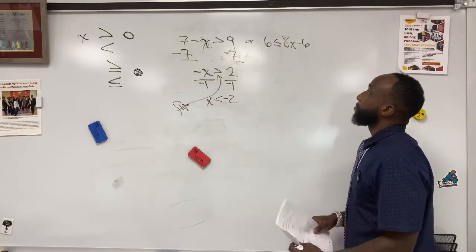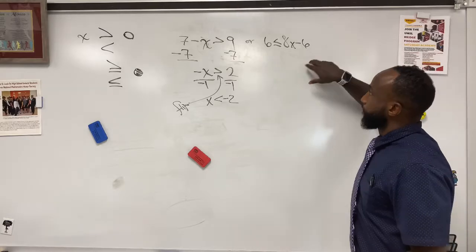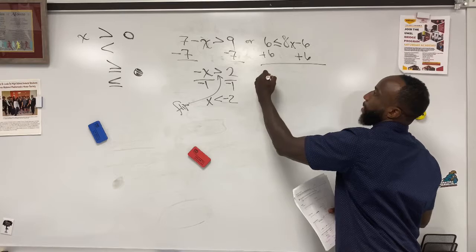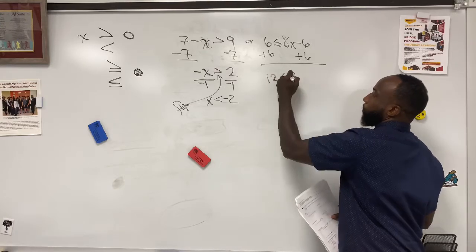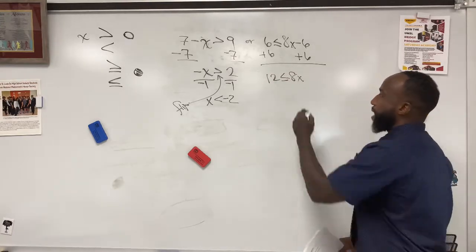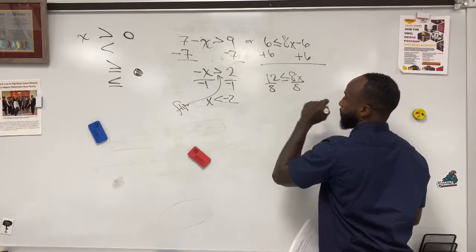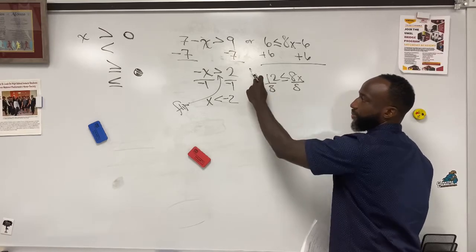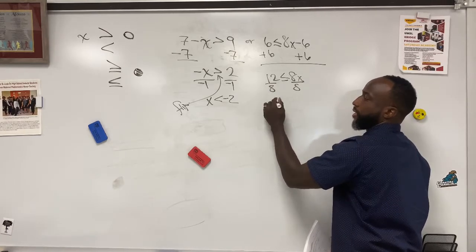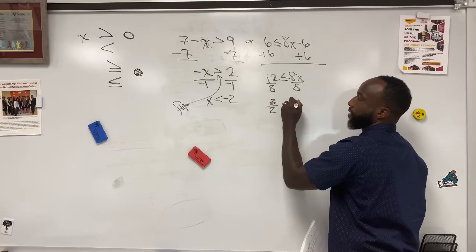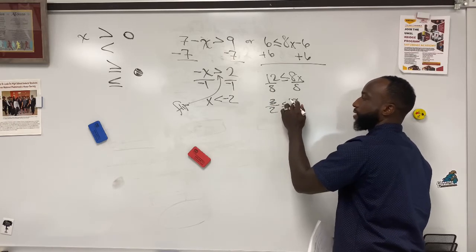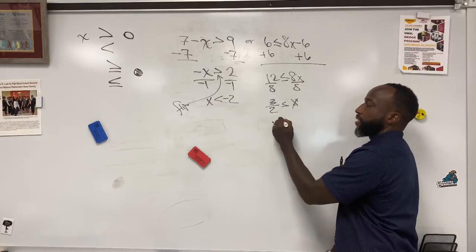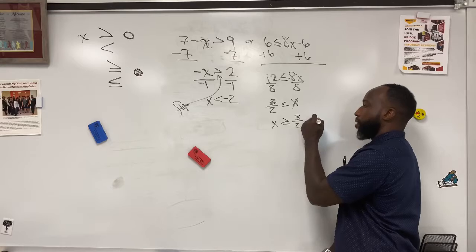Let's do this one. 6 over here, we'll move this 6 over. 6 plus 6, so it's going to be 12 is less than or equal to 8x. Divide by 8. You won't divide all the way out, so you just reduce or simplify them. You'll get 3 over 2 less than or equal to x. Let's rewrite it, putting the x in the front. So it'll be x is greater than or equal to 3 over 2, or 1.5.